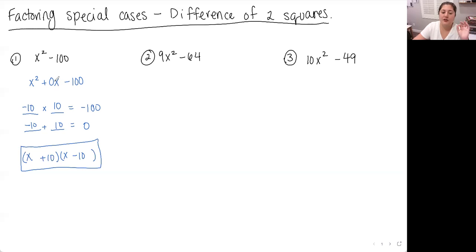The other piece that I want to mention is when I add this 0x, it doesn't change my problem because no matter what I put in for x, I'm going to multiply it by 0, and basically this is going to be a wash, right? And that's what allows me to do that.